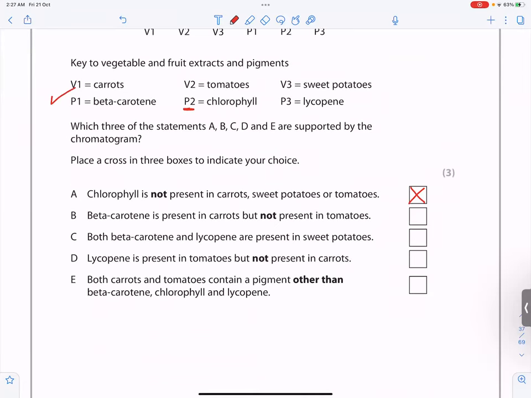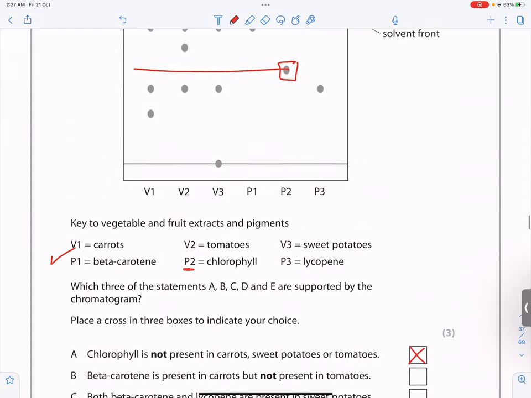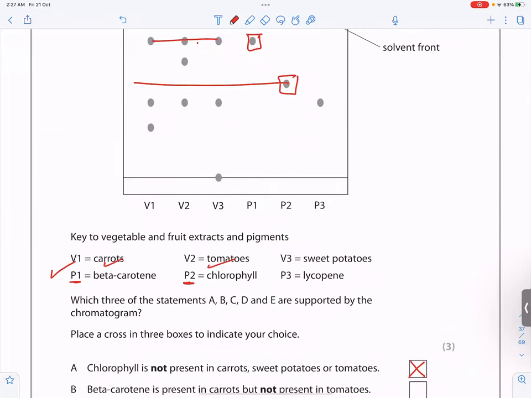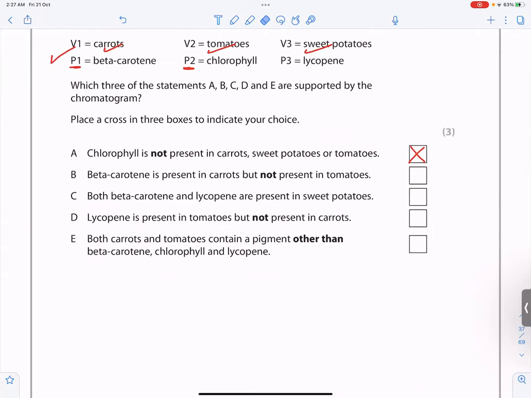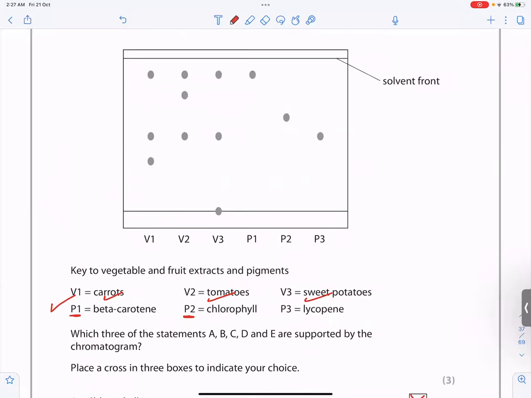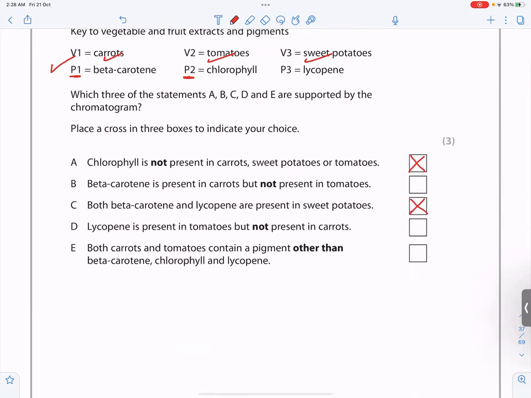B, beta carotene is present in carrots but not present in tomatoes. طب البيتا كاروتين ده اللي هو P1 تيجي تلاقي P1 موجود في التلاتة موجود في الكارتس وموجود في التوميتز وموجود في السويت بوتيتو يبقى برضو الجملة دي مش سليمة مش هنختار C. Both beta carotene and lycopene are present in sweet potato. Beta carotene اللي هو P1 ولايكوبين اللي هو P3. P1 و P3 موجودين في السويت بوتيتو V3. اه ما دي ما هي اهي ودي موجودة اهي يبقى الستيتمنت 3 دي صح.